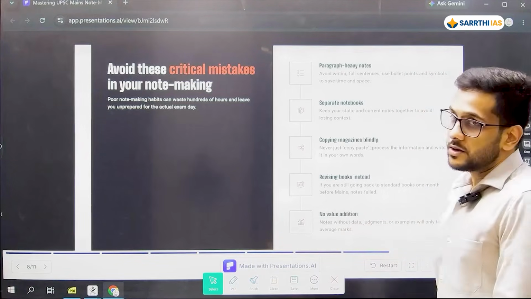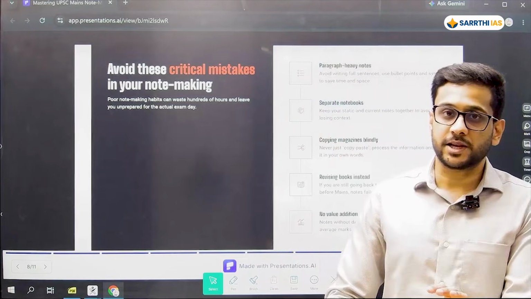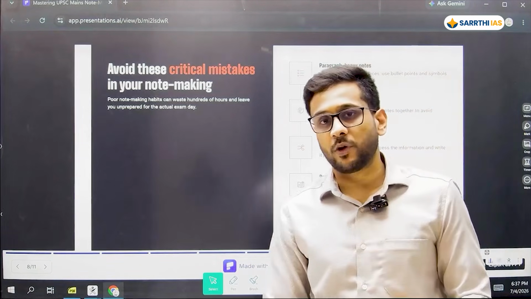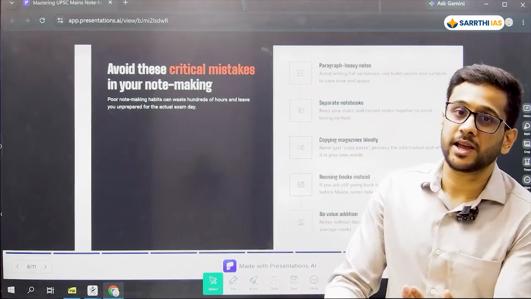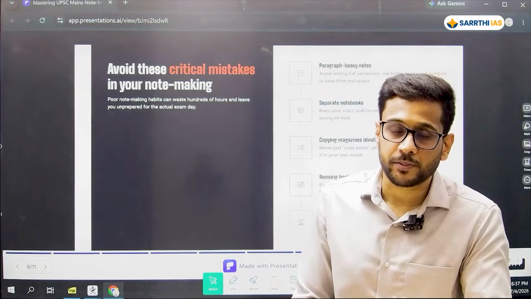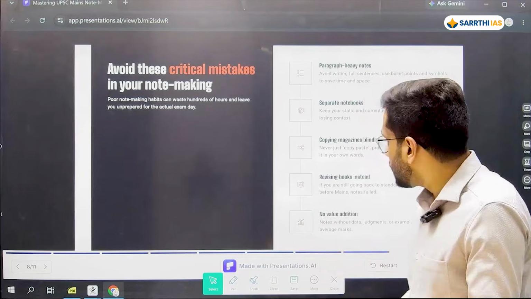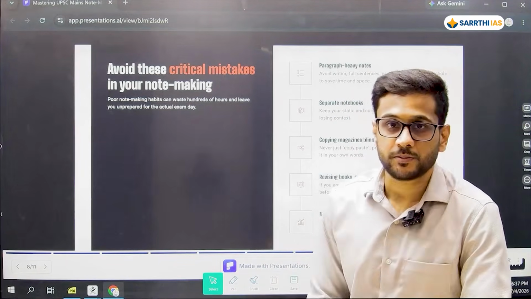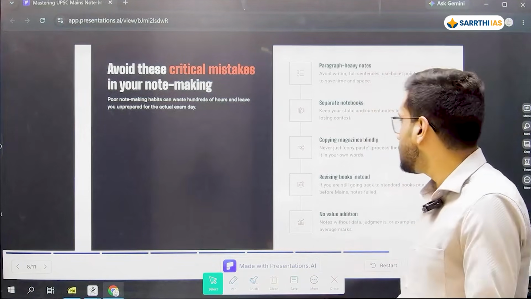Your notes should definitely contain value addition. Don't make this mistake. People generally make this mistake of avoiding value addition in their first few attempts, which may get you an interview call if you are able to complete the paper completely, but it won't get you a rank. So value addition is non-negotiable. You have to do value addition, and it should be in integrated form in your notes.